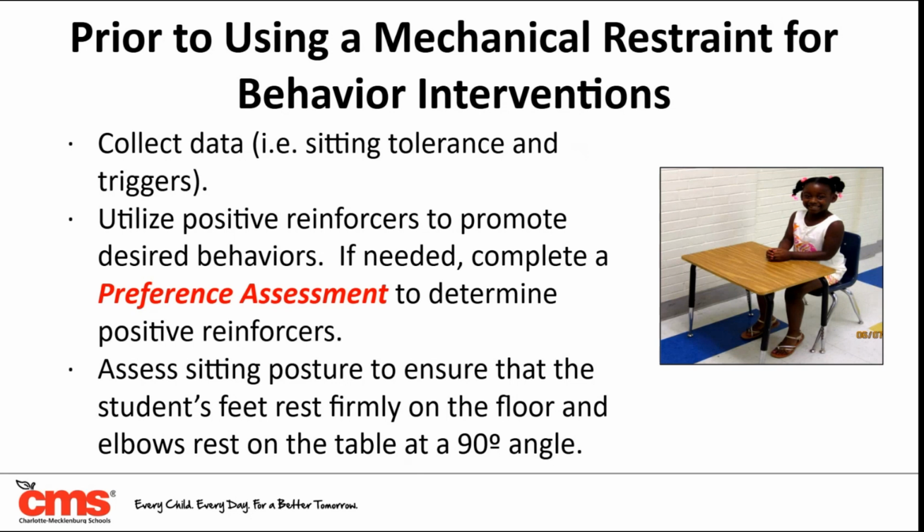Assess sitting posture to ensure that the student's feet rest firmly on the floor and elbows rest on the table at a 90-degree angle. So, this is something that is also a behavior intervention. We want to make sure that the student is experiencing the appropriate posture. We want to be teaching that almost as a replacement behavior.